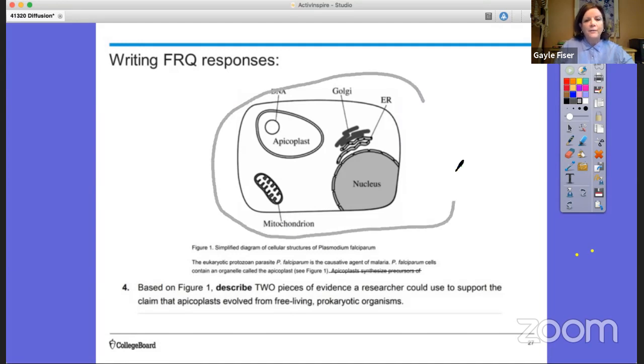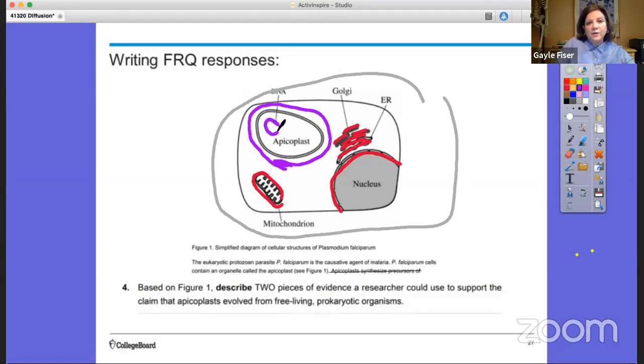Here we have a cell, and I can tell we have a eukaryotic cell because we have a nucleus. We have endoplasmic reticulum and some Golgi bodies, right? We have mitochondria, but we have also this apicoplast, and that might be a new word for you, but that doesn't necessarily mean anything, okay? You just need to look at the characteristics of this. If you can see, it has its own DNA, and then it has another feature. It has what? It has a double membrane.